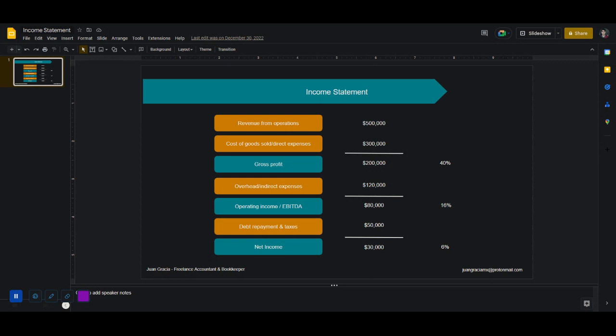Okay, so hopefully this was the income statement and/or profit and loss statement. I hate that name. I'm not sure why QuickBooks calls it that way. I prefer income statement. But yeah, this was a quick explanation of the income statement.